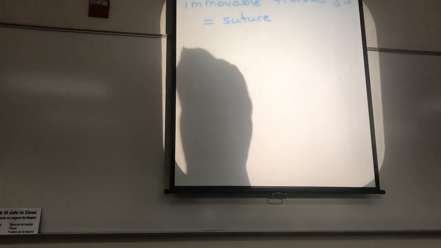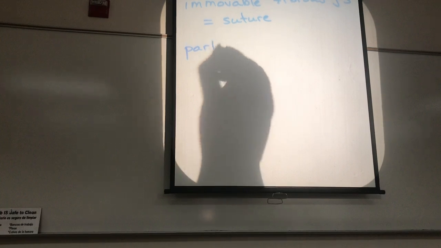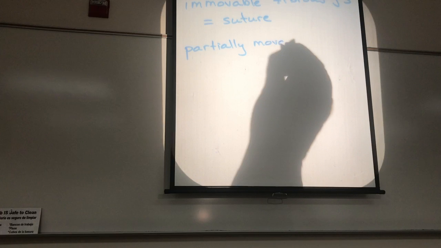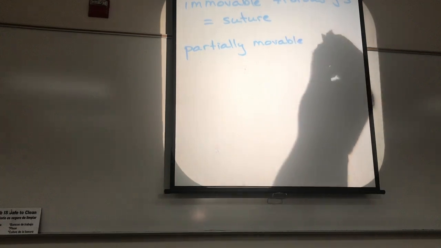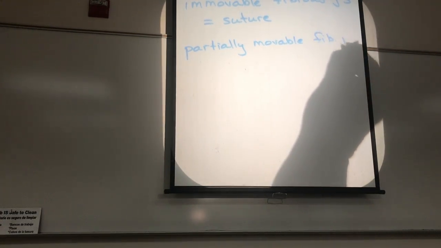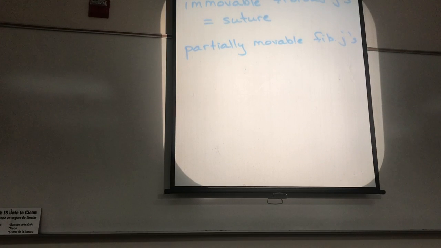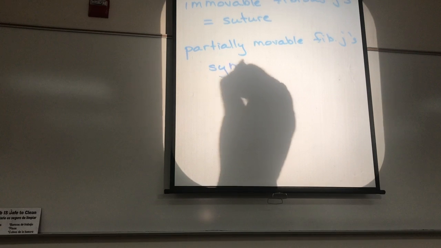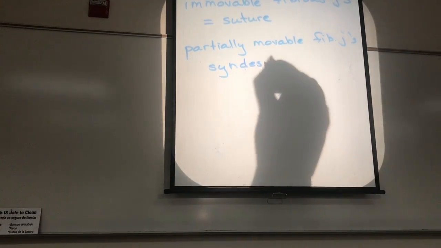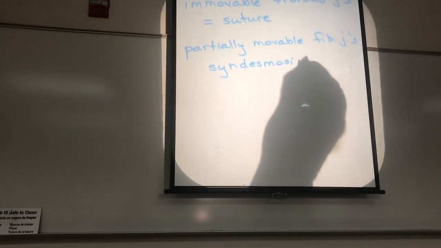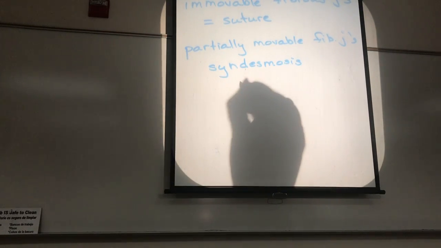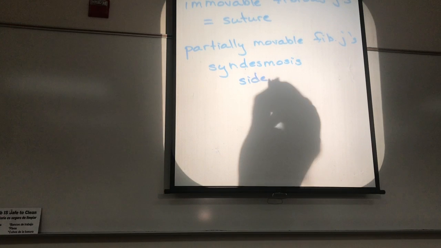Then we have the partially movable fibrous joints. There's two kinds of these. One is called a syndesmosis. A syndesmosis is a joint between side-by-side bones.